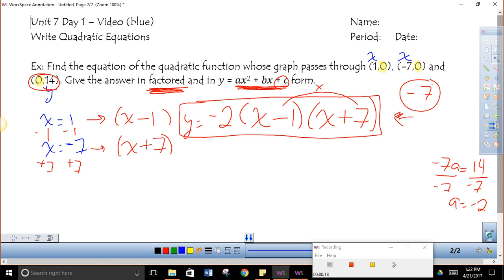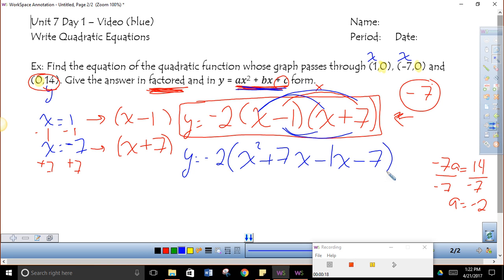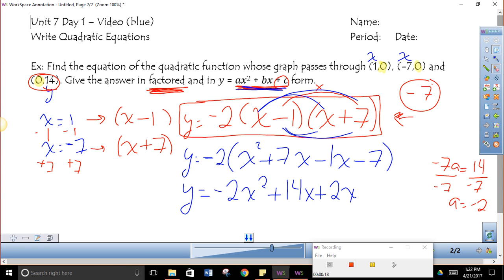Okay? If you want the general form of it, we're just going to FOIL it all out. So I'm going to have y equals -2 times x times x gives me x squared. X times 7 gives me 7x. -1 times x is -1x. And -1 times 7 is -7. And then I'm going to distribute this -2 and get -2x squared plus 14x plus 2x. Gotta change that sign there. Distributing a -2 changes all my signs. And then that would make this a positive 14.